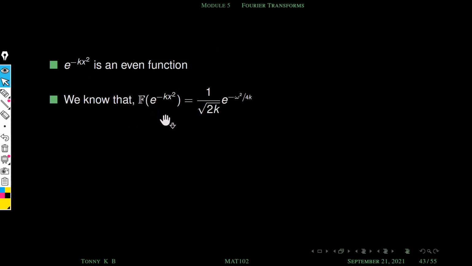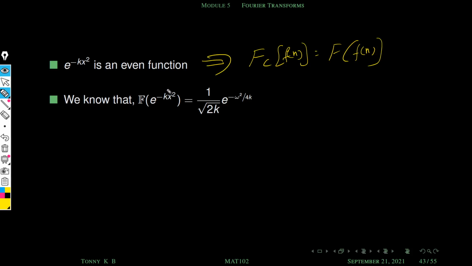And we know that the Fourier transform of e raised to minus kx square is equal to 1 by root 2k e raised to minus omega square by 4k. We proved this result in our lecture 6. By our result number 3, and since this function is even, the Fourier cosine transform of f of x is the same as the Fourier transform of f of x if f of x is even. Here this function is even. So as a consequence of this result, the Fourier cosine transform of e raised to minus kx square is equal to the same result, 1 by root 2k e raised to minus omega square by 4k.